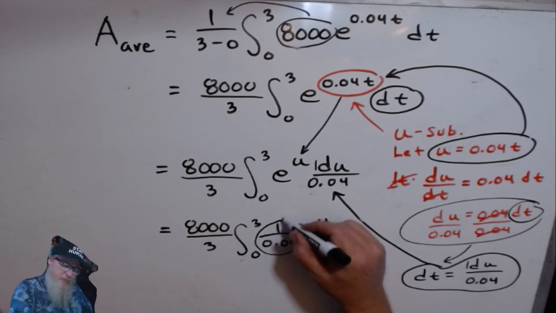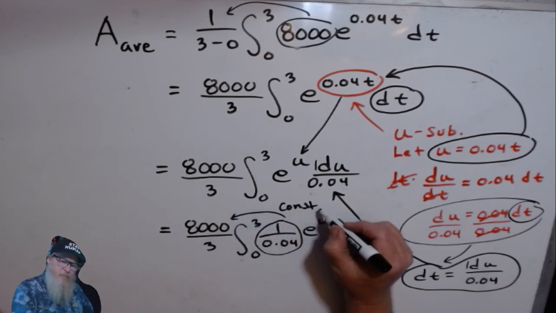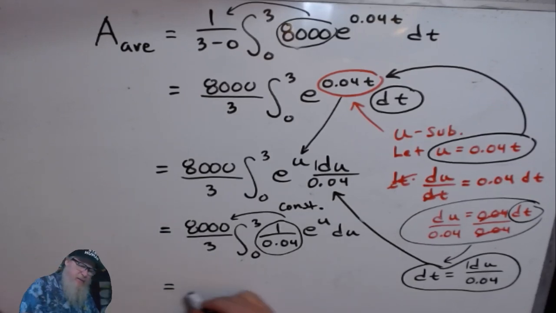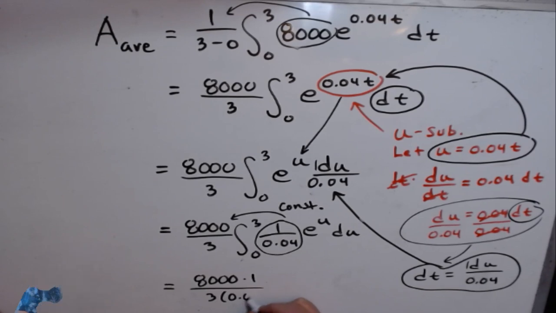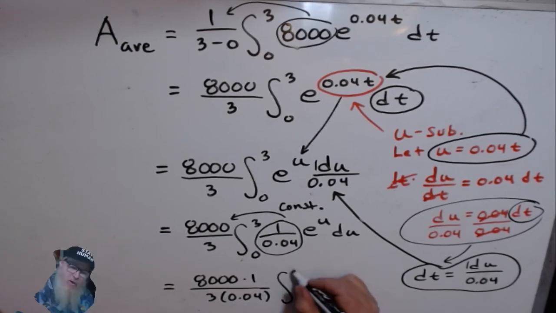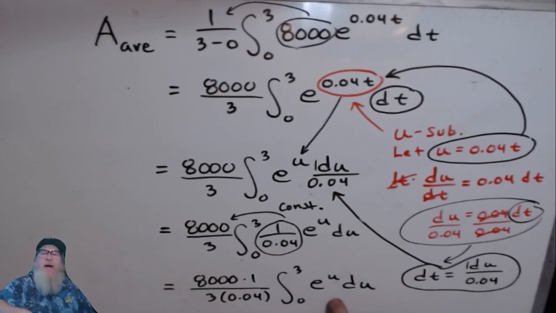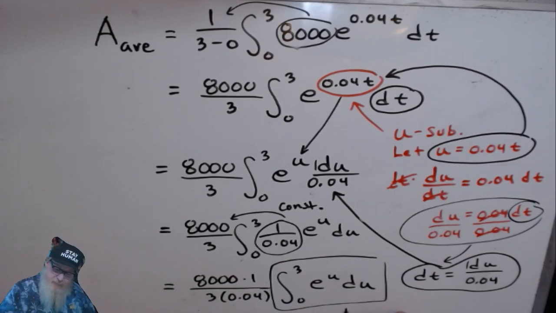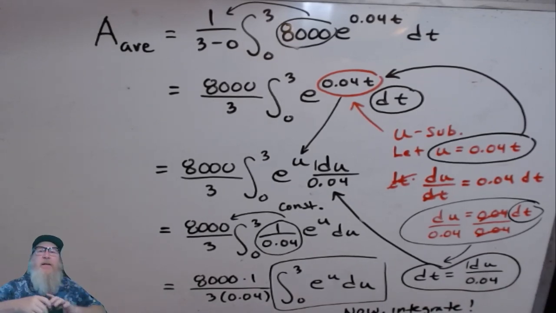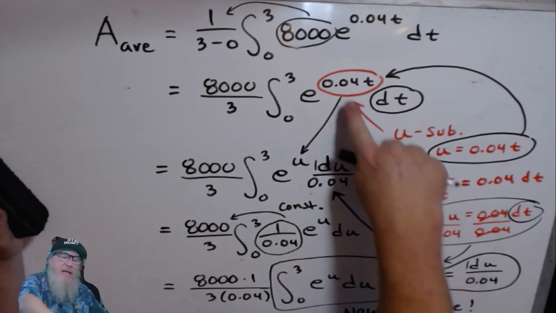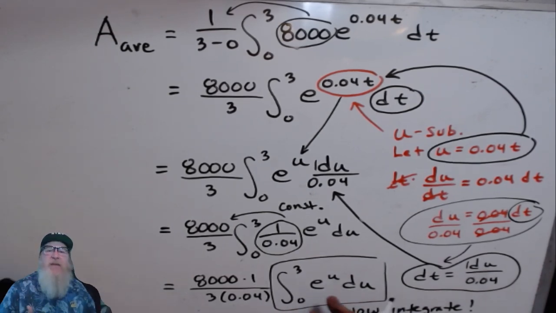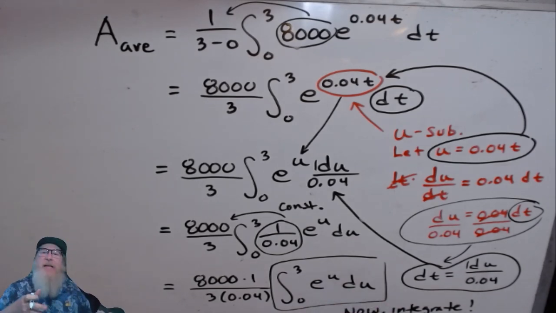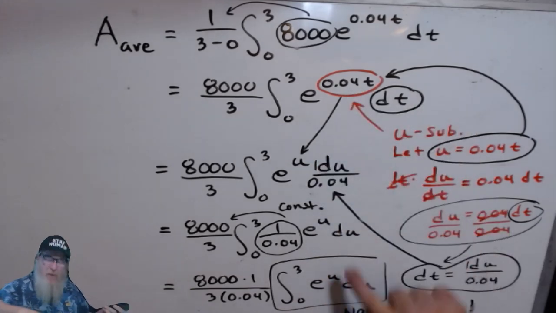Well, there's another constant. A constant can come outside of the integrand. So it's going to be 8,000 times 1 over 3 times 0.04. Now, all of that work to get to this step, now we're ready to integrate. All that work was just to get rid of that decimal up in the exponent, because I don't have an antiderivative or, in this case, a definite integral for e to some decimal power, but I do have one for e to the u.